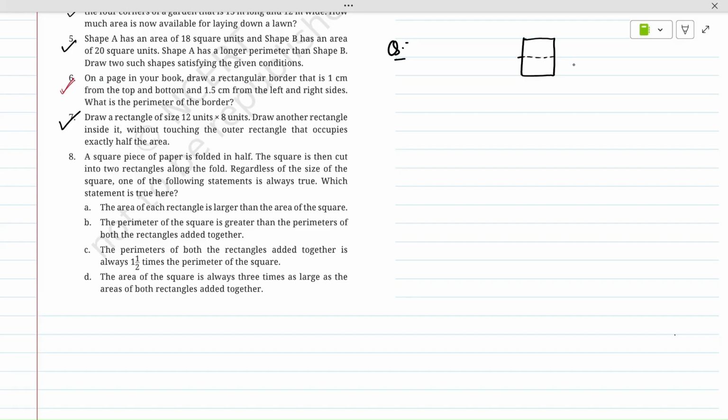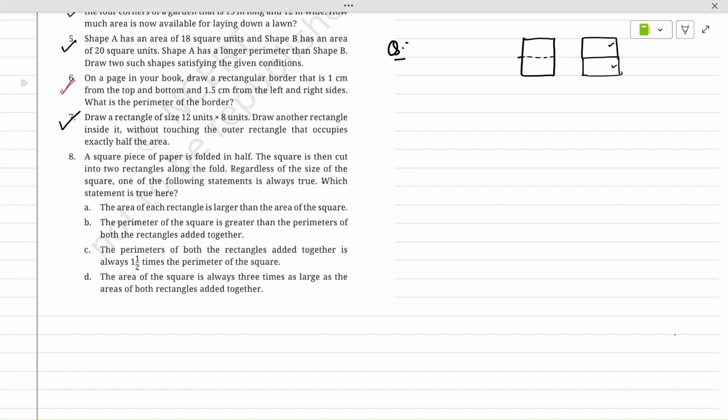When we are folding it from here, the square is then cut into two rectangles along the fold. So when we are cutting it, we can see we are now getting two rectangles here. This is rectangle 1 and this is rectangle 2, right? These two rectangles are coming out of it. They have equal area. Area of the first rectangle is equal to area of the second rectangle. Why? Because we are equally dividing the square.